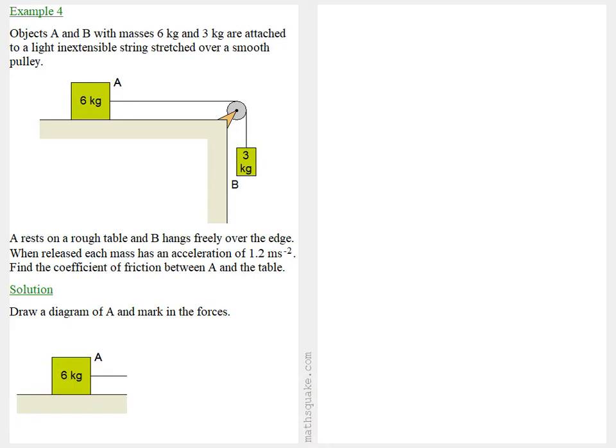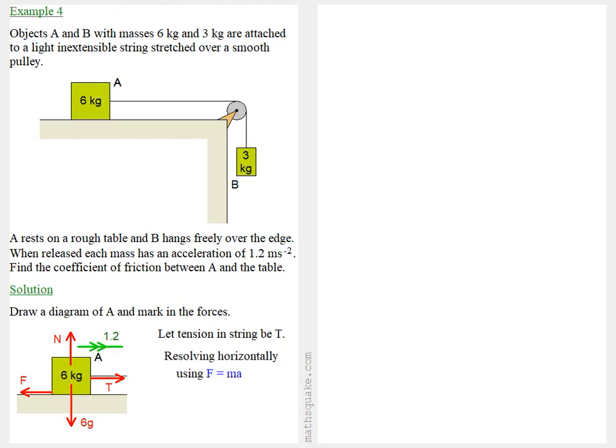Now the mass of the object is 6 kilograms, so there'll be a weight of 6G. There'll also be a normal reaction acting vertically up. Now let the tension in the string be T, so there will be a force T to the right. And then there'll be a frictional force to the left. Now we know the mass has an acceleration of 1.2 meters per second squared. So, resolving horizontally and using F equals ma, we have T minus F equals 6 times 1.2, or F is equal to T minus 7.2. And if we resolve vertically, we have N equals 6G, so N equals 6 times 9.8, which is 58.8.